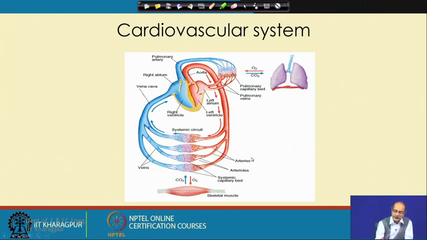So, then the valves that are helping for the unidirectional flow of the blood in the aorta will get closed. Okay. And that gives rise to a small dip in the pressure, okay. And that will remain constant after that, because the valve is closed. Even if the ventricles relax, it will not allow for a backflow of the blood. Okay.